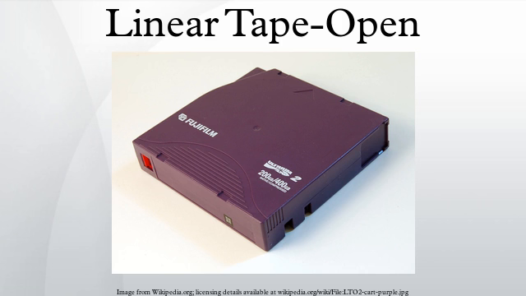LTO-6, licensing specifications announced June 11, 2012. Increased capacity to 2.5 TB, increased estimated data compression ratio due to a larger compression buffer. Increased cartridge memory to 16 KB. Increased data transfer rate to 160 MB per second. Notes: data capacity and speed figures above are for uncompressed data.